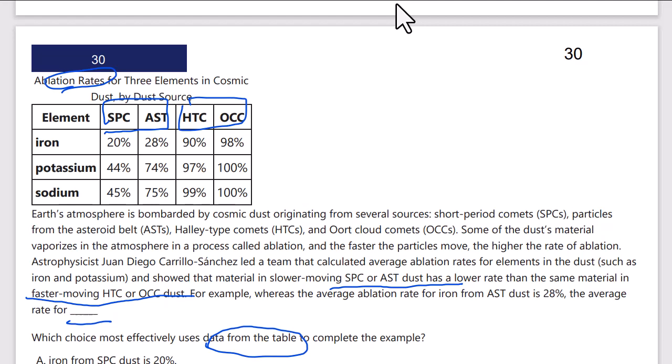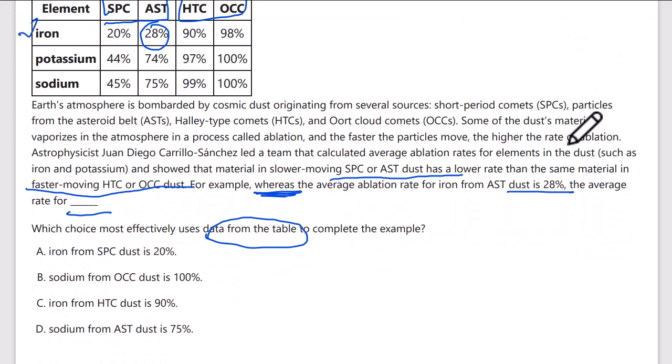Okay, I think I know what's going on. Whereas the average ablation rate for iron from AC dust is 28%. The average rate for, okay, so they're saying the average for AST, which is a slower moving source of iron, is 28%. So whereas is what we're starting off with. So we need a contrasting example for that. Well, it would be HTC is 90 or OCC for iron is 98. One or the other or both would be our correct answer.